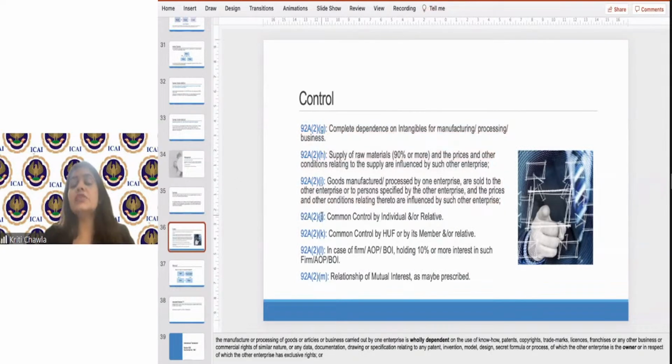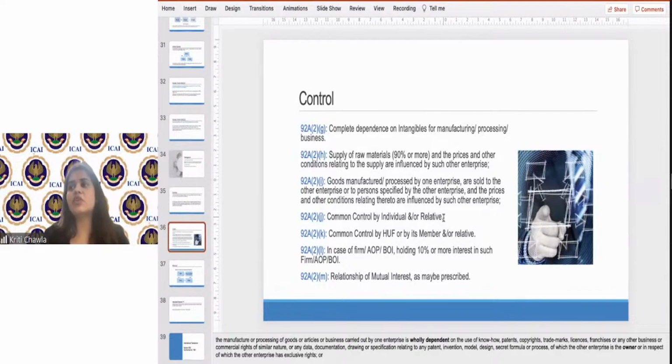Section 92A(2)(j) says that if there is common control by an individual and/or relative. So if one individual is holding one company, you would see in a lot of practical scenarios that if one individual is controlling one company and they have a relative who is controlling another company, then these two companies will also become related to each other.